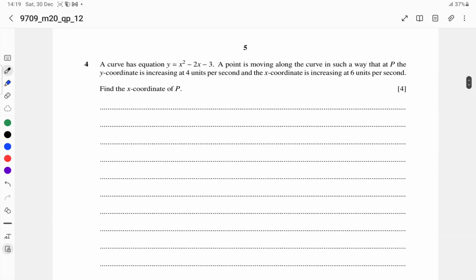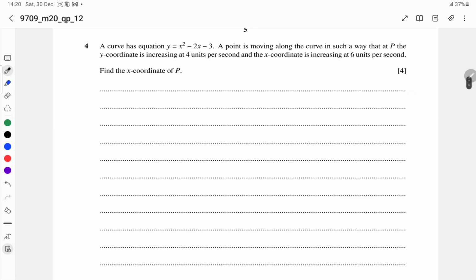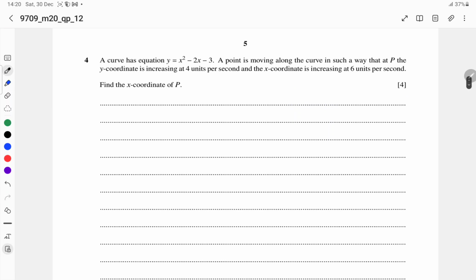And then we have the other question. A curve has equation y is equal to x square minus 2x minus 3. So this is the equation of the curve. Then a point is moving along the curve in such a way that at P the y coordinate is increasing at 4 units per second and the x coordinate is increasing at 6 units per second. Let me just understand the question properly. Let's say this was the graph, right? Then at point P, the rate of increase of x coordinate is 6 units per second, and the rate of increase of y coordinate is 4 units per second, right?